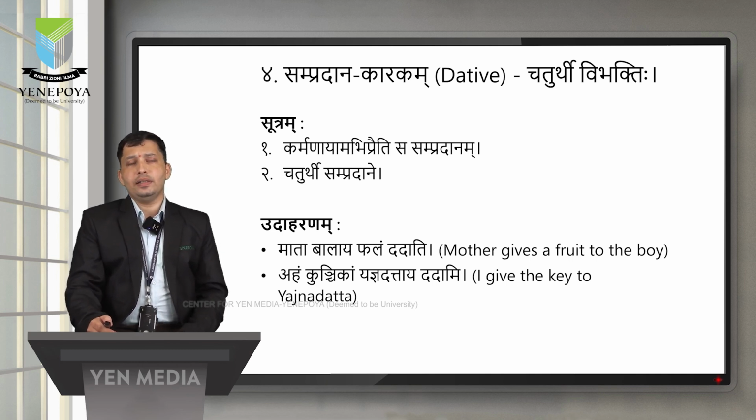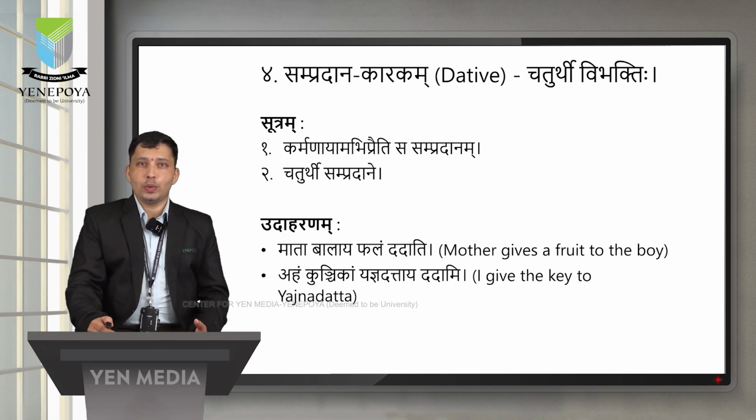Let's see one example. First one is Mata Balaya Phalam Dadati, which means mother gives a fruit to the boy. So here the action is giving. The fruit is given by the mother, but the person who receives is Bala. Bala means here a boy or any child. So here the receiver is the Bala Shabda. So that's why it represents Sampradana.